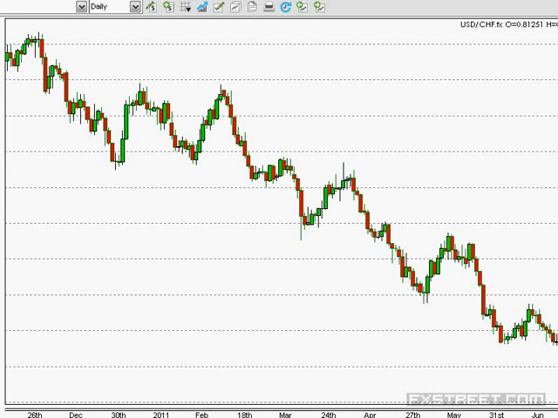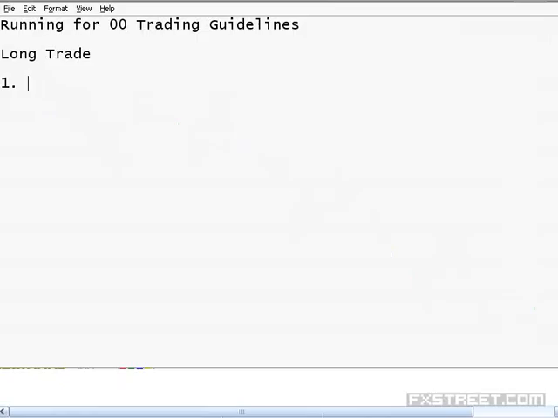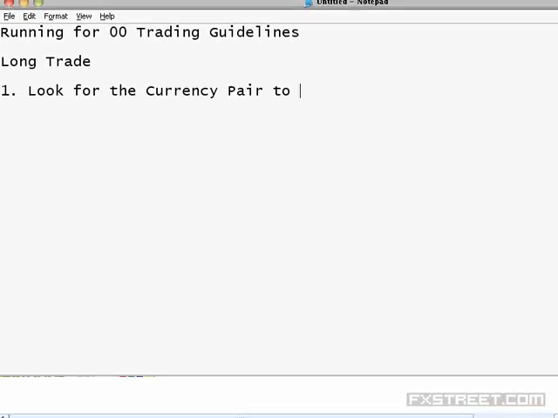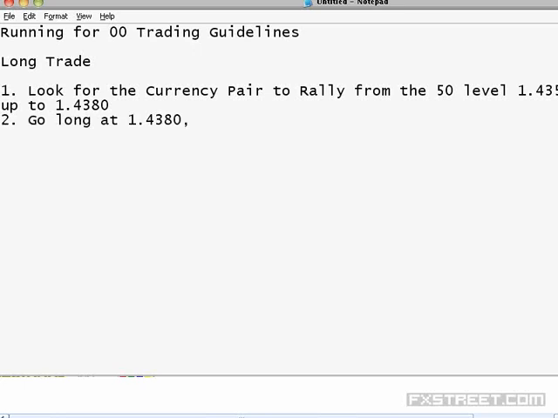So, running for the OOs. For a long trade, rule number 1 is we look for the currency pair to rally from the 50 level. So let's imagine 143.50 up to 143.80. Then we would go long at 143.80, and your stop probably 20 to 25 pips, targeting what we call the OO.